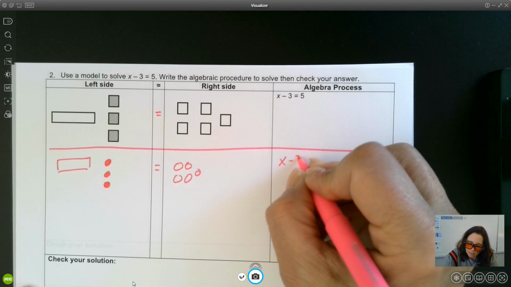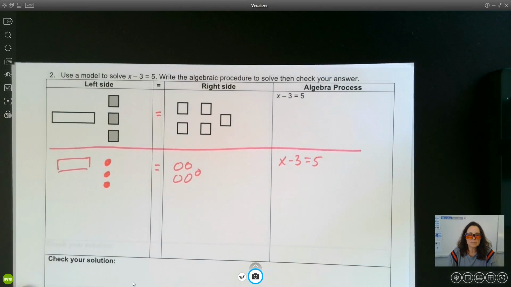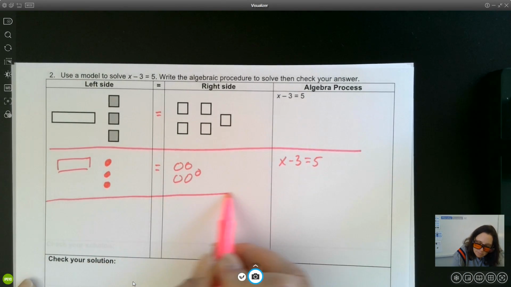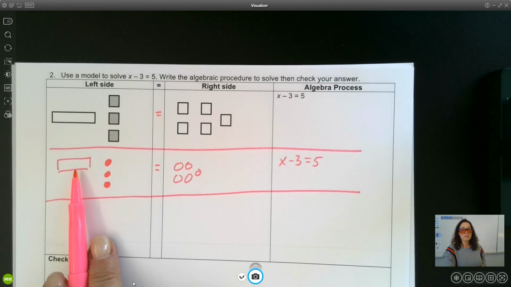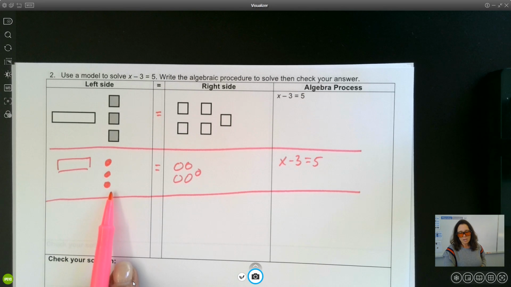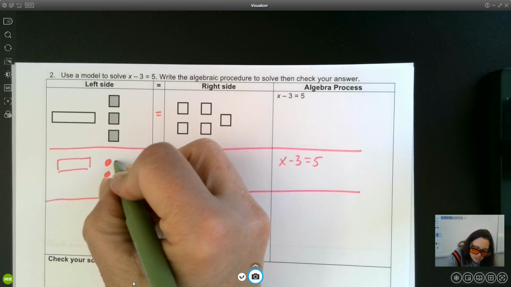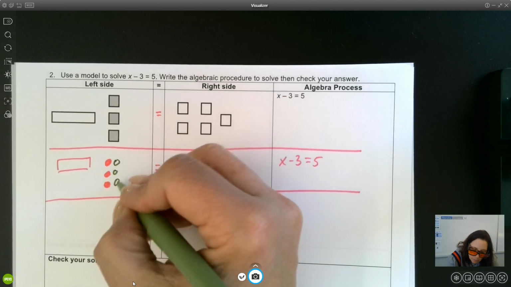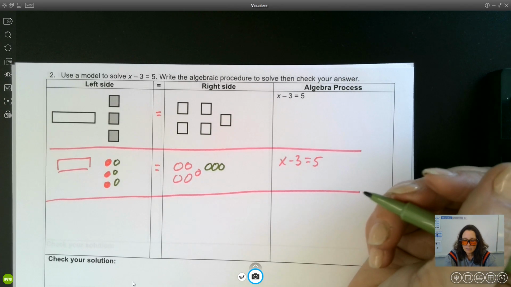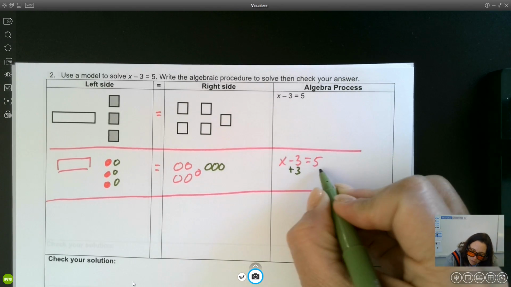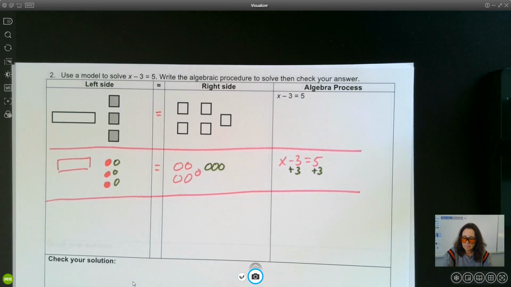Okay, so I wrote down exactly what I have. Now I ask myself, my job is to get this 1x by itself. How do I get rid of a negative 3? Wouldn't I put a positive 3 in here? And if I put a positive 3 here, wouldn't I put a positive 3 over here? And wouldn't I put a positive 3 here and a positive 3 here?